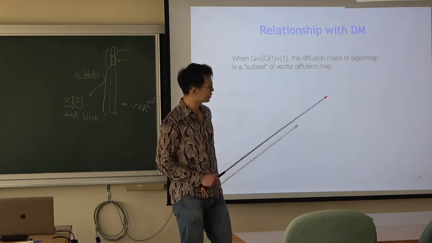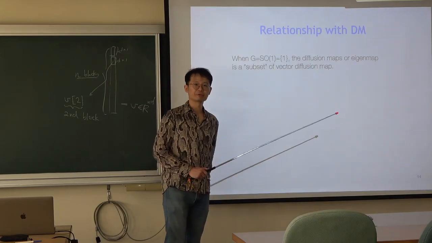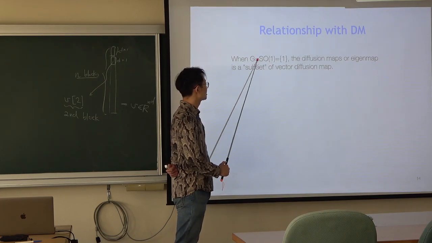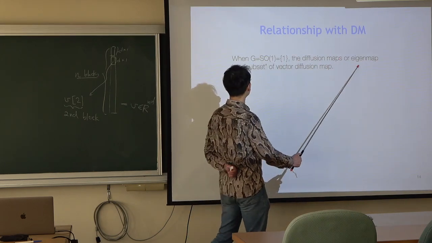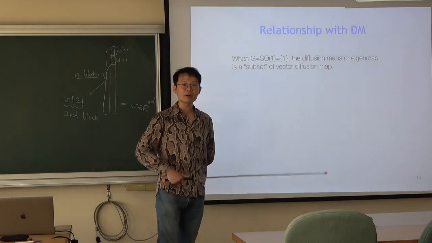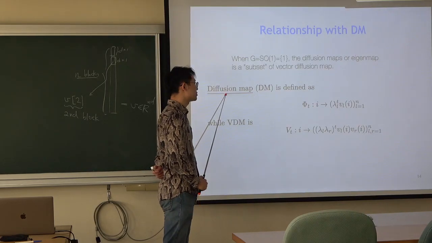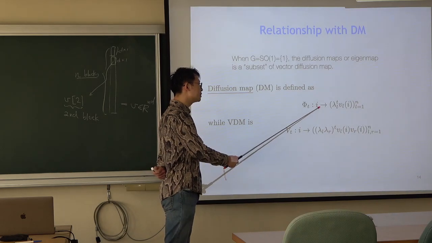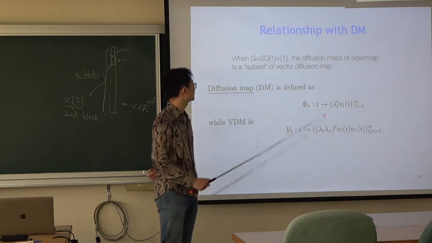So before closing today's lecture, let's take a quick look at the relationship with diffusion map. Suppose G is SO(1), that is, the rotation dimension is 1, just like what we did before. Then the diffusion map or eigenmap is a subset of vector diffusion map. And why so? Recall what diffusion map is. Diffusion map is defined as mapping the ith component to lambda_l^t and v_l(i). That is what we do.